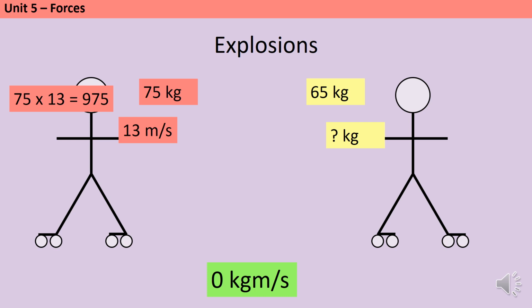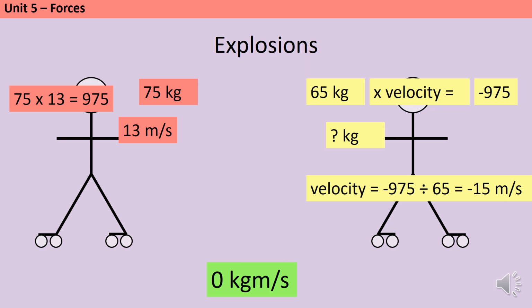Now in order for my total momentum in the system to stay the same, friend 2 must have momentum that is the same size but the opposite sign, minus 975. So 65 multiplied by something is minus 975. And I can rearrange this to work out minus 975 divided by 65 gives me a velocity of 15 meters per second. And that makes sense. Friend number 2 is slightly lighter, so she's moving slightly faster.